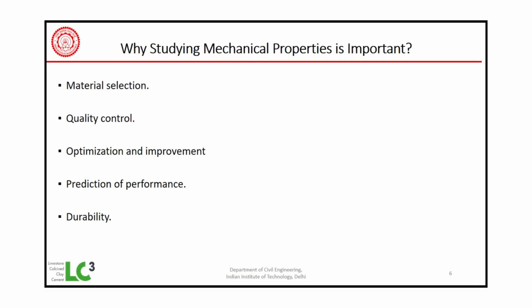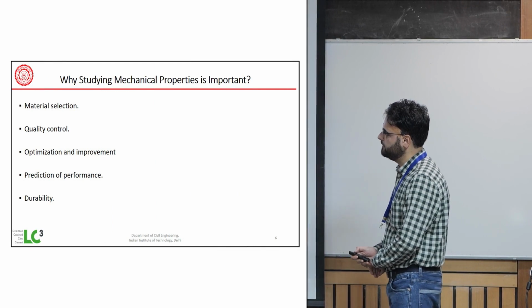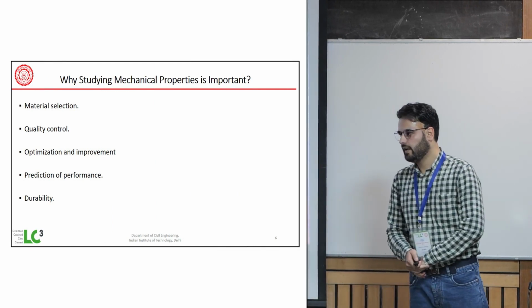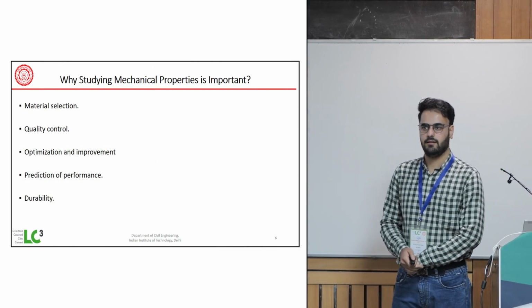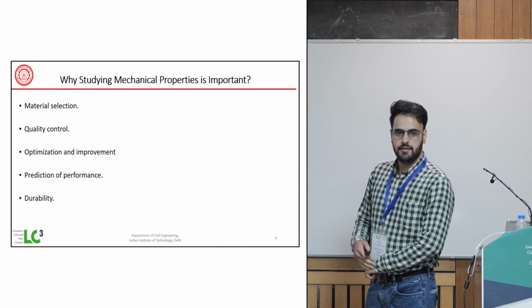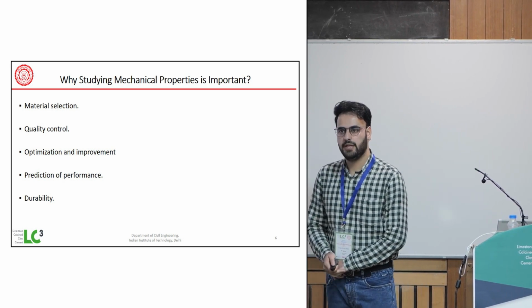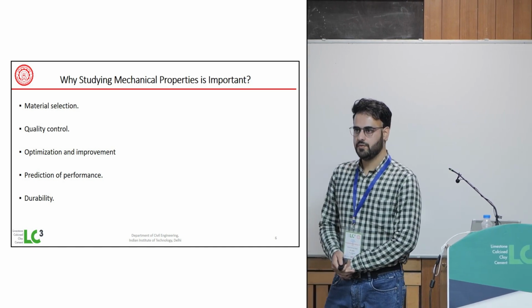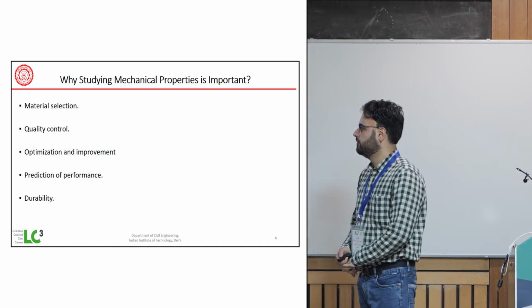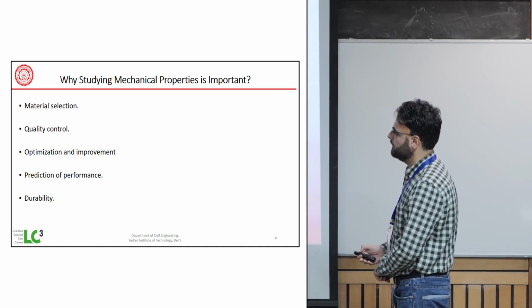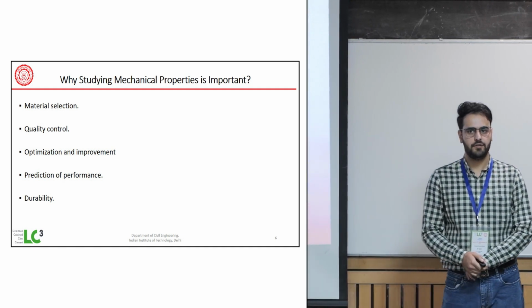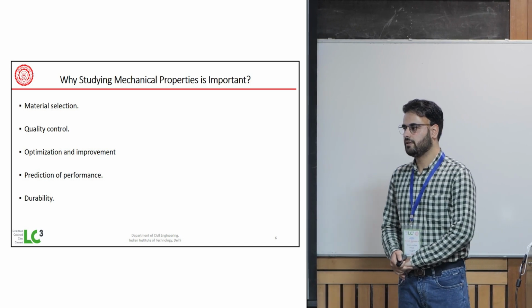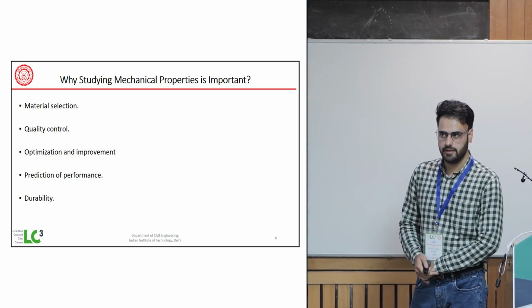Now let's go a little bit deeper into this. Why is studying mechanical properties important? Firstly, starting with the material selection. As we know, we have different types of constructions in practice, and different kinds of constructions need different kinds of materials having different kinds of mechanical properties. Knowing the properties, we can choose the best types of materials for our intended use. Then we have the quality control. The mechanical testing of the materials allows the manufacturers to produce materials of standard quality.